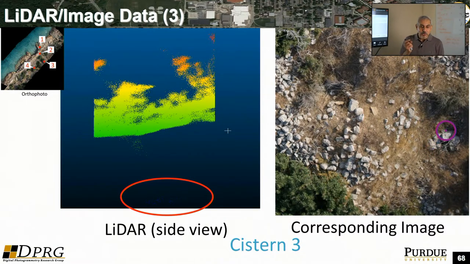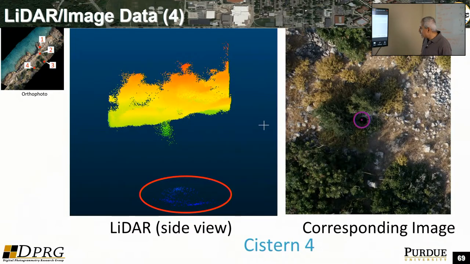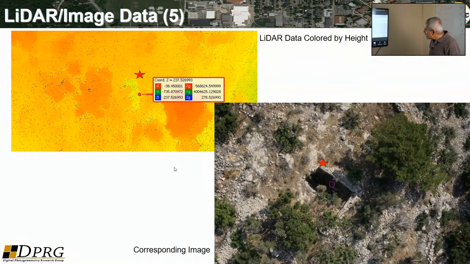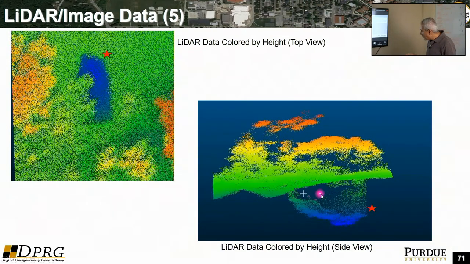But one of the neat things about the LiDAR technology is that if you have a very small opening or gap, some of the LiDAR beam energy will go in between the rocks. And here, hopefully you can see there are some returns from the bottom of the basin. This is another one here. You can see this cistern is covered by vegetation. Again, some energy goes in between the leaves and you can get the bottom of the basin. This is again a bigger cistern, and with this bigger system, you can even map the bottom of the system.